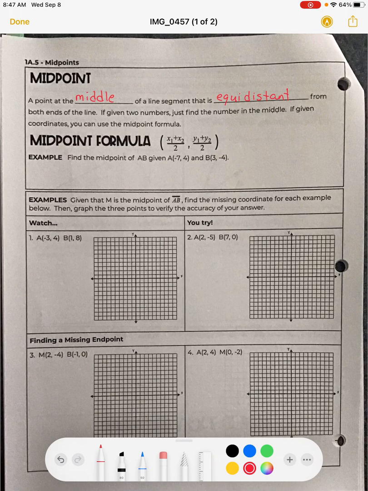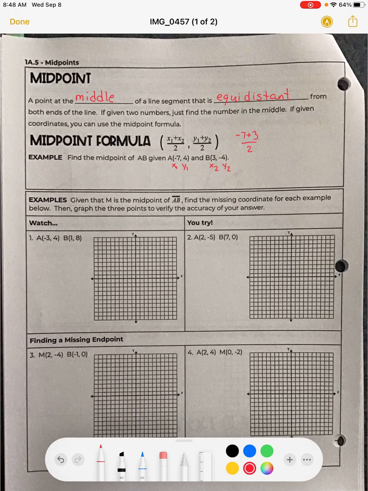If given coordinates, you can use the midpoint formula, which you see here. For example, if you have a midpoint of AB, the first point is your x1 and y1, and your second point is your x2 and your y2. The little numbers just refer to the first point or the second point. So if we plug these numbers into the formula, the x's would be -7 plus 3 divided by 2.